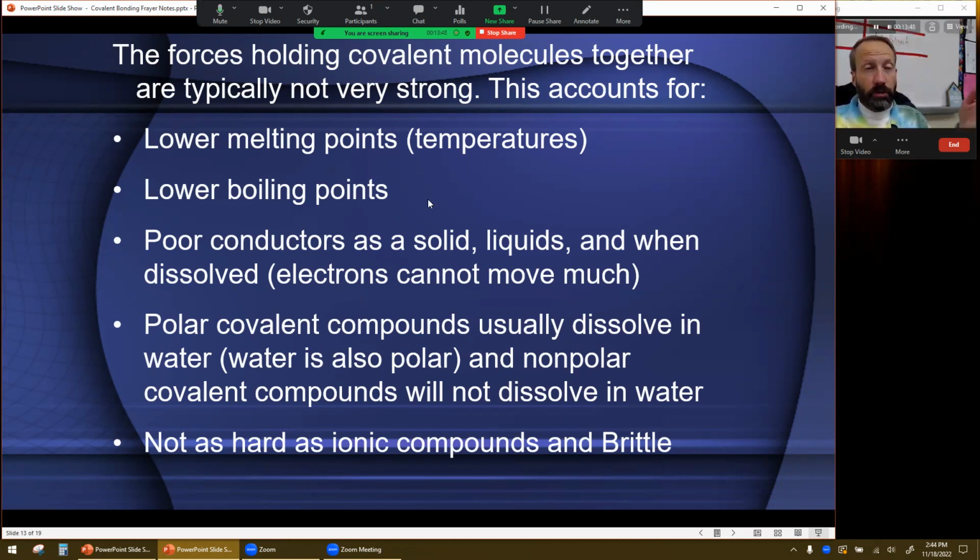So you probably have at some point in time tried to melt sugar on your stove, and it's very possible to do. Okay, if it's less energy to melt, it's also less energy to boil, especially compared to ionic bonding.